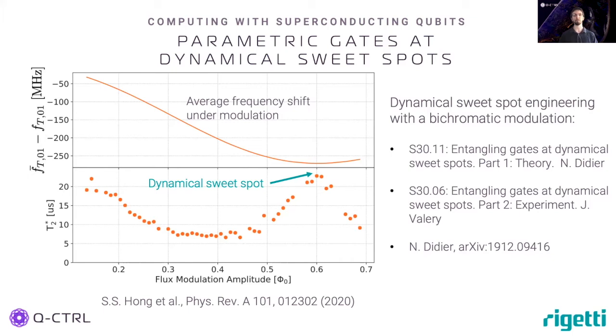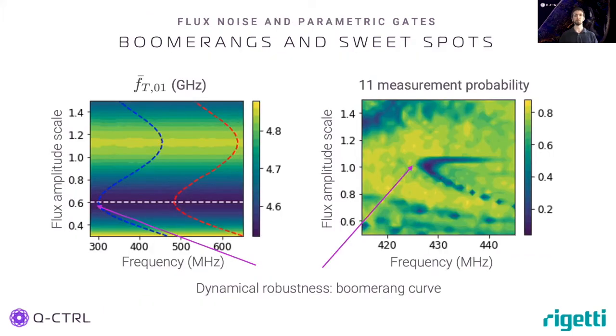The dynamical sweet spots that we've been discussing arise at turning points of the tunable qubit's average frequency, as for instance shown by the white dashed line in the left plot. The resonance conditions for the flux modulation frequency also depend on the tunable qubit's average frequency, which is shown in the color scale of the left plot.